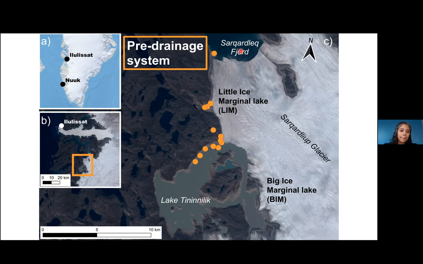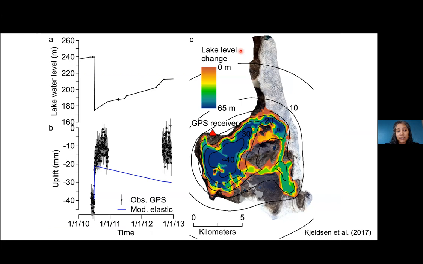As I alluded to, this system is really neat because it drains, and it drains a lot of water. So this is a study here from 2017 looking at the drainage pattern from one of its more recent drainages in 2014. Here we're looking at lake water level in meters. They've actually measured the rebound following lake drainage. And then over on the right-hand side is looking at lake level change.